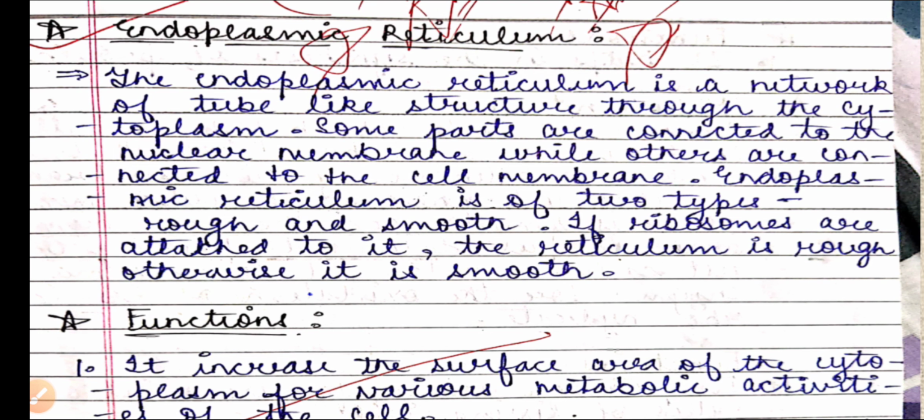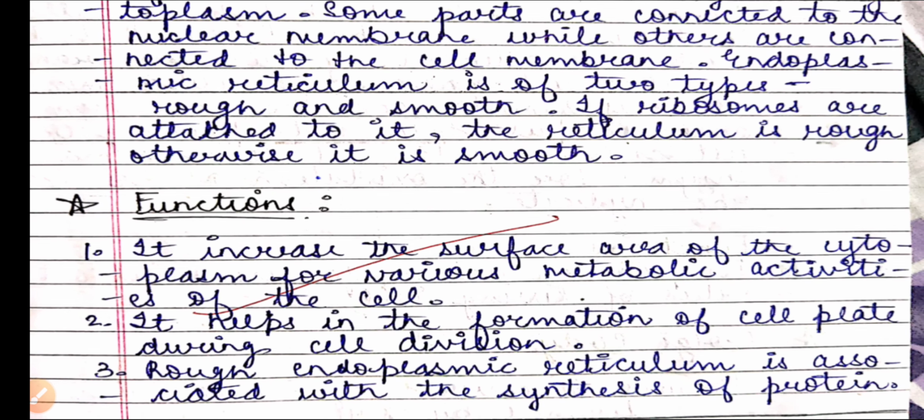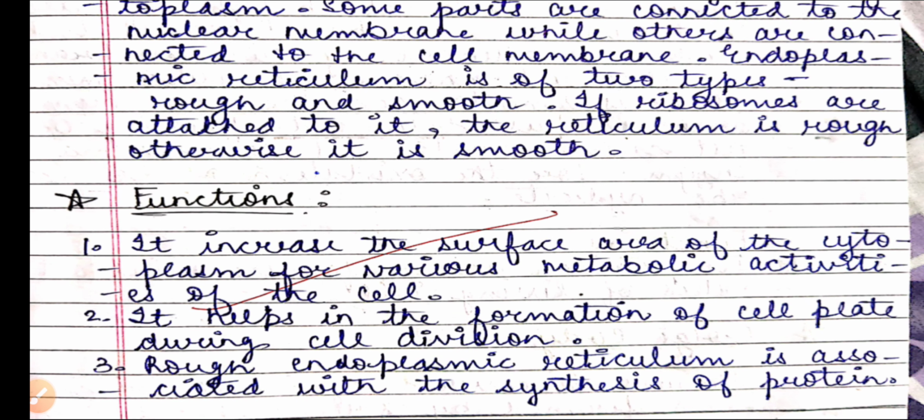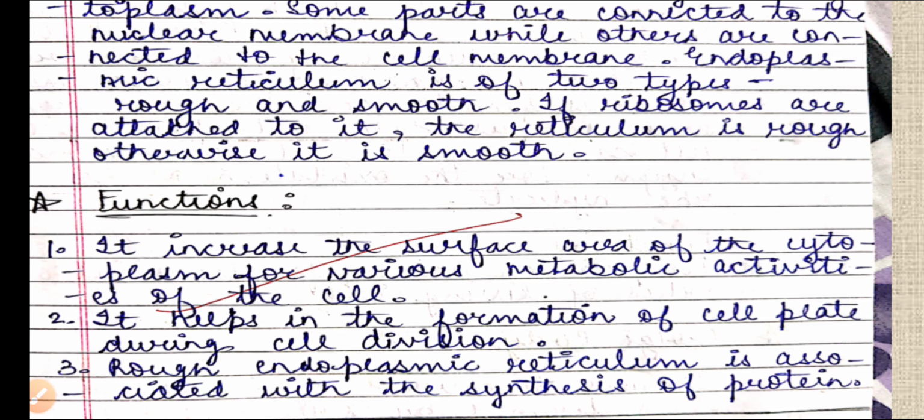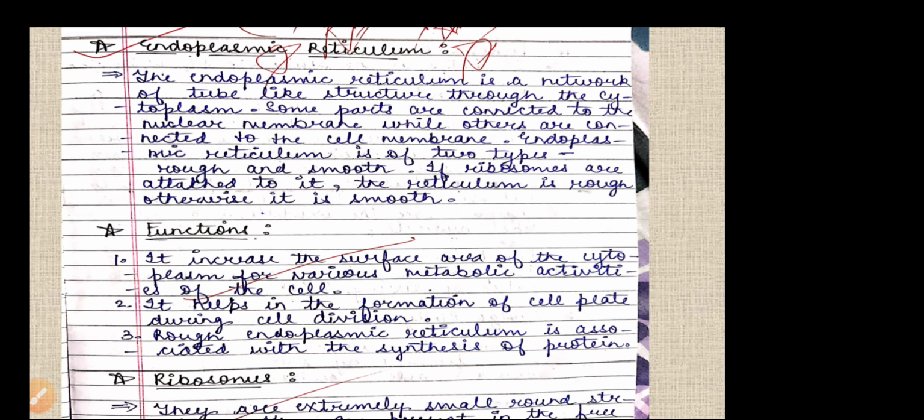Endoplasmic reticulum. The endoplasmic reticulum is a network of tube-like structures through the cytoplasm. Some parts are connected to the nuclear membrane while others are connected to the cell membrane. Endoplasmic reticulum is of two types: rough and smooth. If ribosomes are attached to it, then the reticulum is rough, otherwise it is smooth. Functions of endoplasmic reticulum: it increases the surface area of the cytoplasm for various metabolic activities of the cell. It helps in the formation of the cell plate during cell division. Rough endoplasmic reticulum is associated with the synthesis of protein.